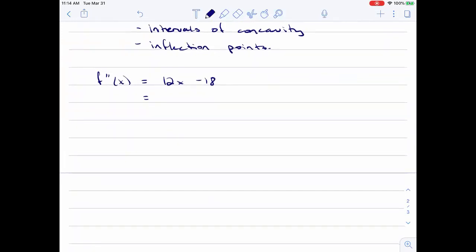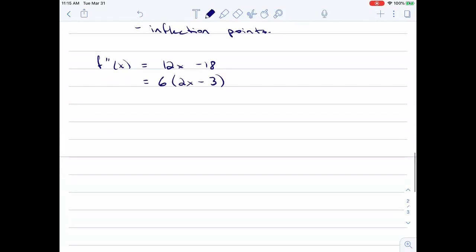So I can pull out a common 6. Is what I'm seeing. 6 times 2x minus 3. Just using the same method. You don't have to pull out the common factor, but it just makes it easier because we're going to find where this thing equals 0.